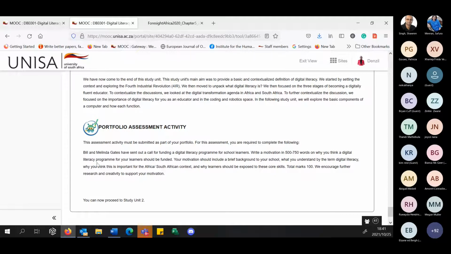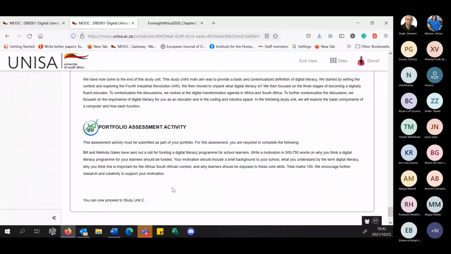So here's a scenario. Bill and Melinda Gates have sent out a call for funding a digital literacy program for school learners. Okay, funding for a digital literacy program for school learners. And you need to write a motivation in 500 to 750 words on why you think a digital literacy program for your learners, that means for your learners in your school, should be funded, right? Your motivation should include a brief background to your school, what you understand by the term digital literacy, what you think is important for the South African context, and why learners should be exposed to these core skills, right?